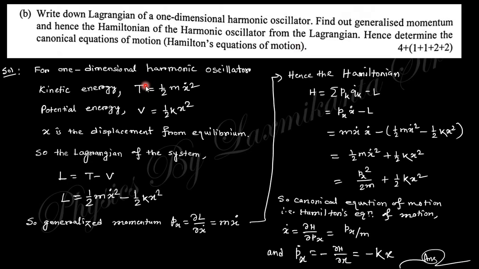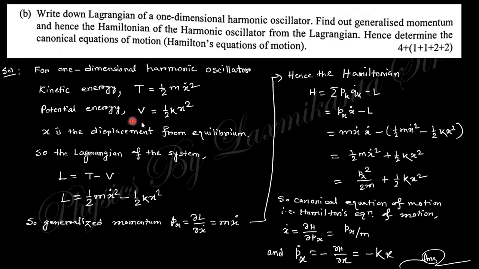For that, we first need to find the kinetic energy of this harmonic oscillator, which is nothing but half m v square. Here v is x dot, because this is one dimensional. If this is three dimensional, there would be x dot square plus y dot square plus z dot square, but this is one dimensional, so we write only x dot square. So T equals half m x dot square.